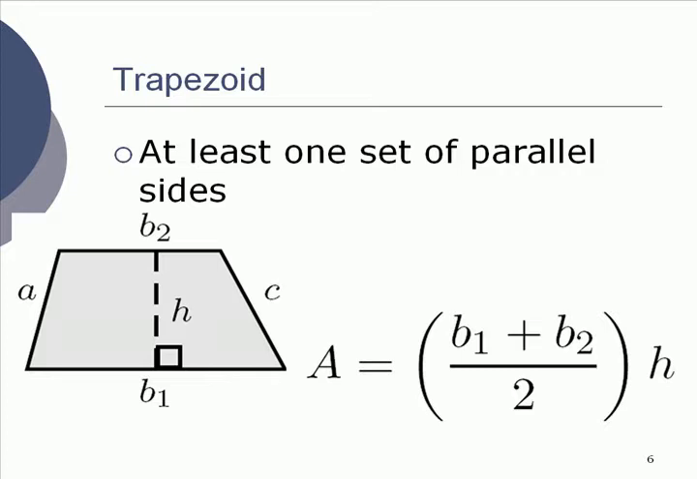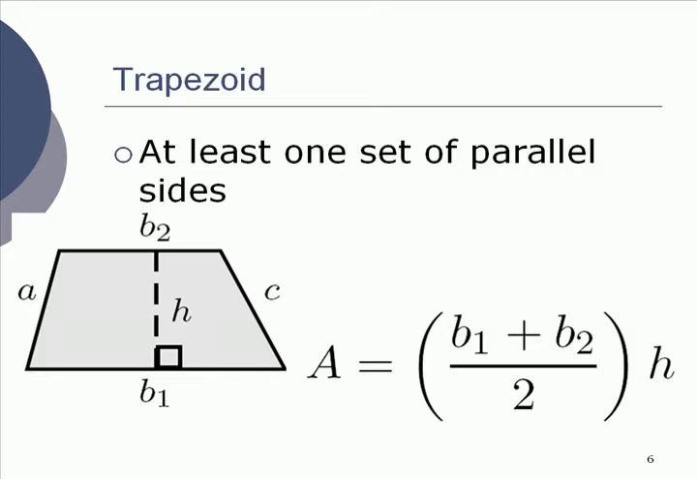Now, one way to think about that is just to take our two bases. The bases, B1 and B2, are the two parallel sides. So we add them together and divide by 2. That tells us the average width of our trapezoid. We take the average width and multiply it by the height. That tells us our area. B1 plus B2 divided by 2 times the height. Average width times the height. Where again, the height is the distance between the two parallel sides. Side lengths A and C up there do not factor into the area of the trapezoid.